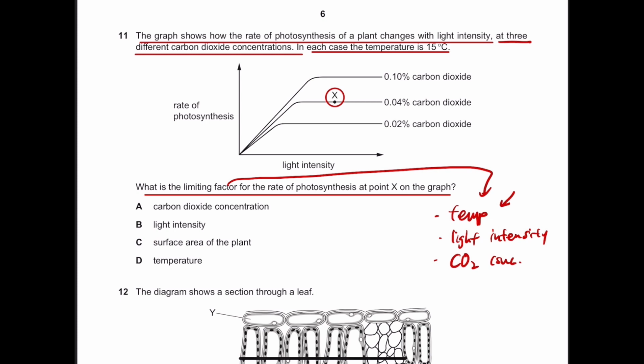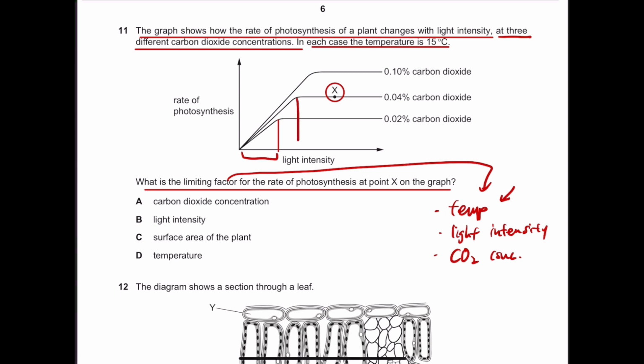So as you can see here, as the light intensity increases, the rate of photosynthesis also increases. Which means if the light intensity decreases, the rate of photosynthesis also decreases. So to some extent, to this point, the light intensity is indeed the limiting factor.